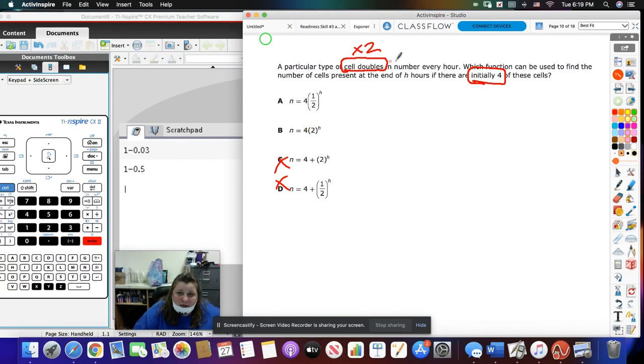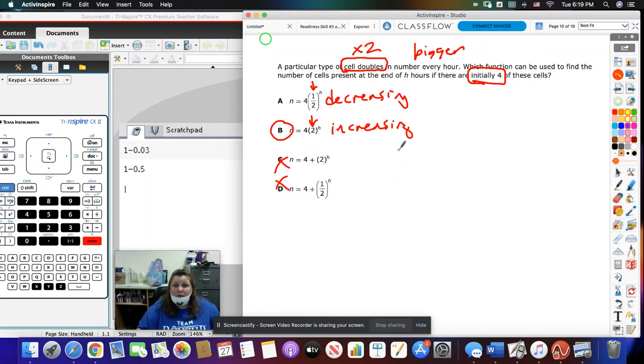It's doubling, so it's getting bigger. Inside here's a half, that's less than 1. That's decreasing, that's not getting bigger. Inside here is a bigger number than 1, so that's increasing. It's getting bigger, and there it is. And doubling means times 2, and so there's where the 2 came from. All right.